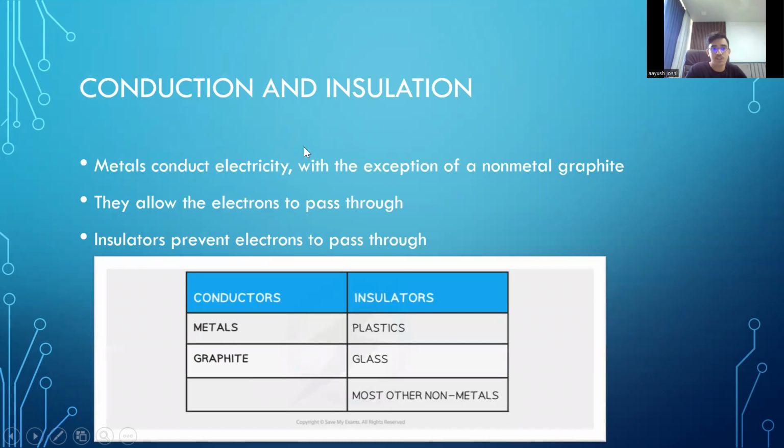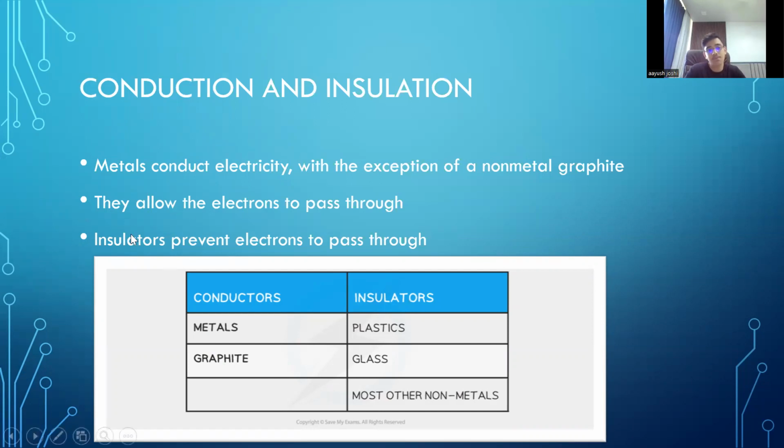So conduction and insulation. Metals conduct electricity with the exception of the non-metal graphite. So how they conduct electricity, I explained before. They have free electrons. It's a lattice of positive ions in a sea of electrons. That's the metallic bonding. That's how metals work. And these free electrons, this sea of free electrons, they can move through the metal. They are not static. That's why they can conduct electricity. And graphite can conduct electricity because there's thin layers of graphite. It's a 2D shape, so the electrons can easily pass from one part to another.